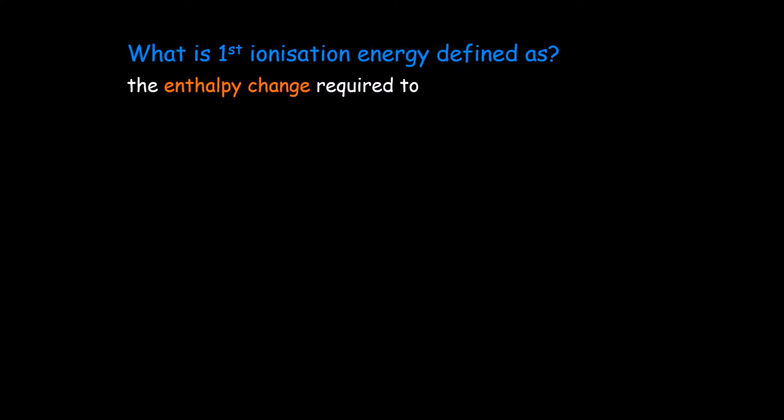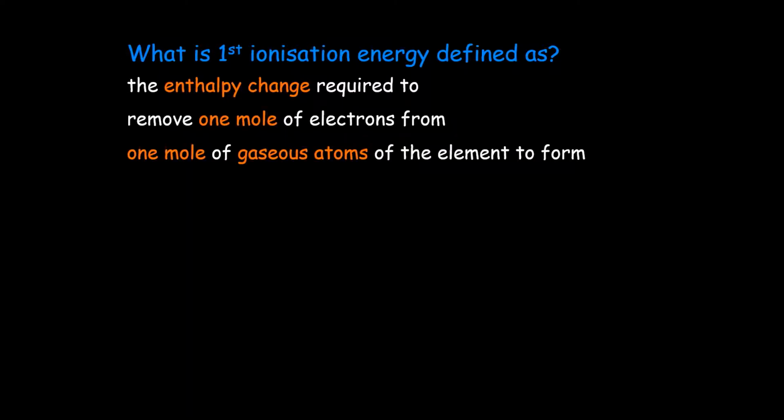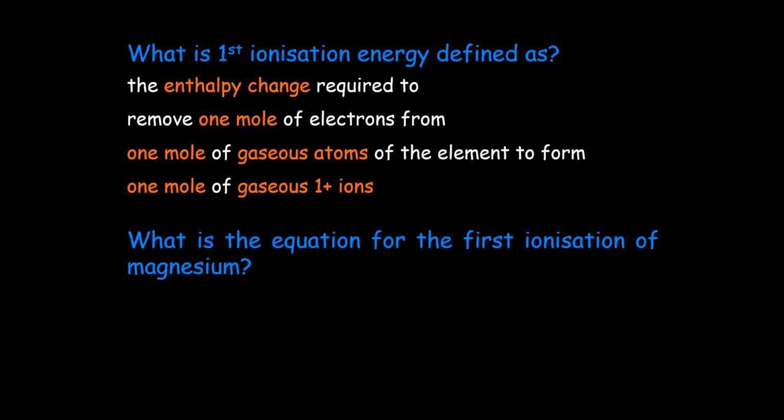It's the enthalpy change required to remove 1 mole of electrons from 1 mole of gaseous atoms of the element to form 1 mole of gaseous 1+ ions. Now the equation for magnesium will be Mg(g) goes to form Mg+(g) plus e-.